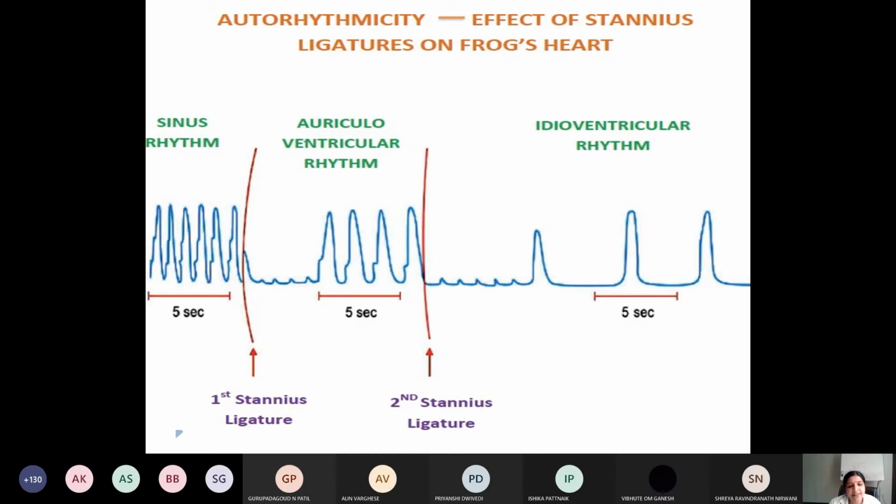Why is the SA node the pacemaker? I tell it is the AV node. AV node should be the pacemaker, is it not? Any reasons to justify the SA node? Anyone?